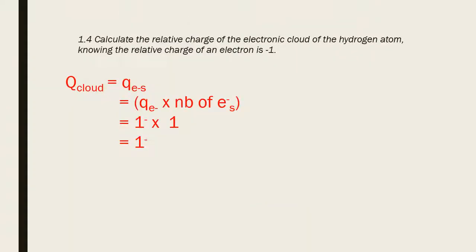We then have to calculate the relative charge of the electron cloud of the hydrogen atom, knowing the relative charge of an electron is -1. The charge of the cloud is the charge of the electrons. So it's the charge of 1 electron, which is 1 minus, this is given to us, times the number of electrons. We said that the number of electrons in the hydrogen atom is 1. So it's 1 minus times 1, which equals 1 minus.